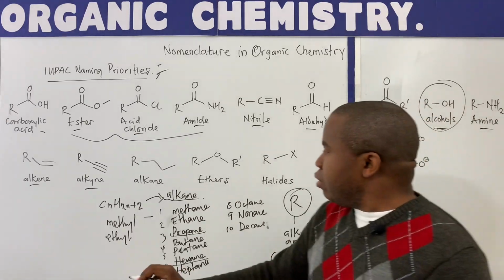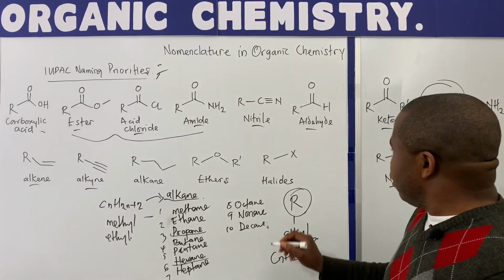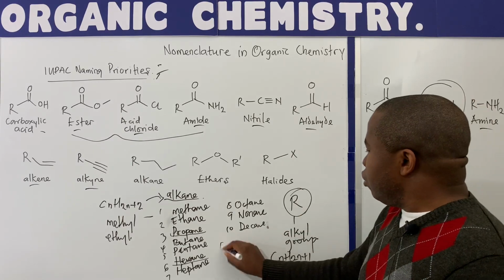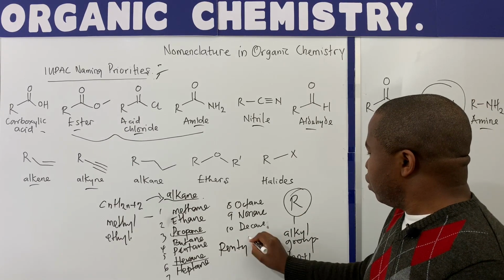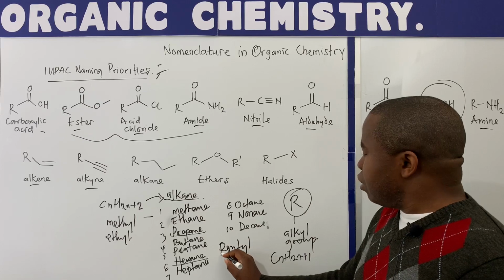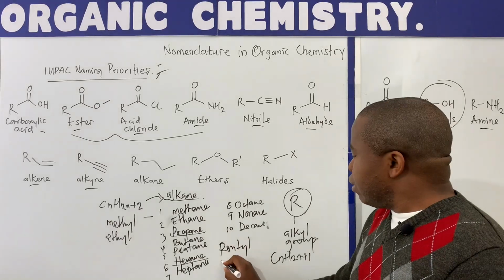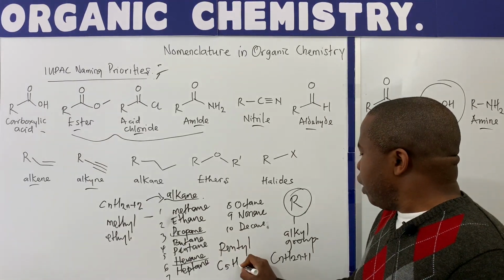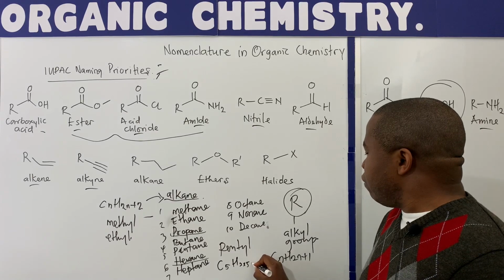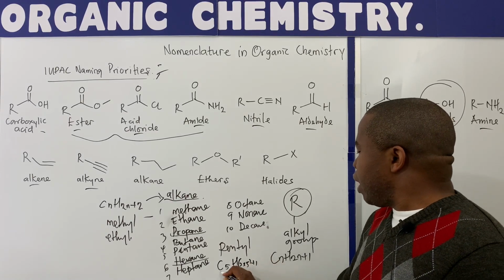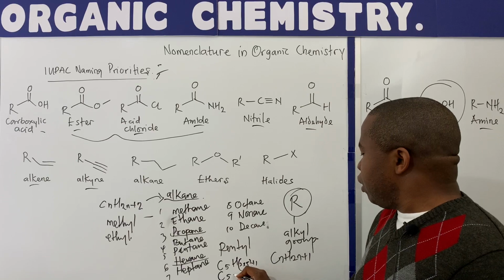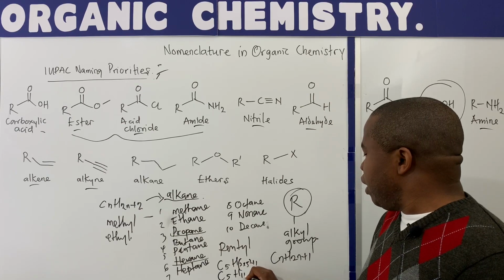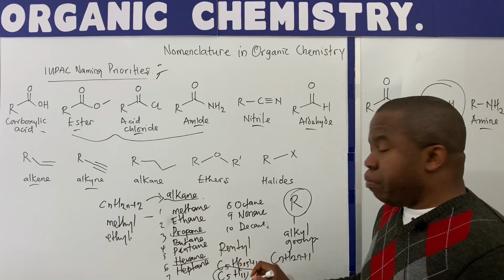So it's going to be pentyl. And pentyl, that means pent, that is 5. So that is going to be C5H2 times 5 plus 1. So that gives us C5H11. So that's going to be pentyl.